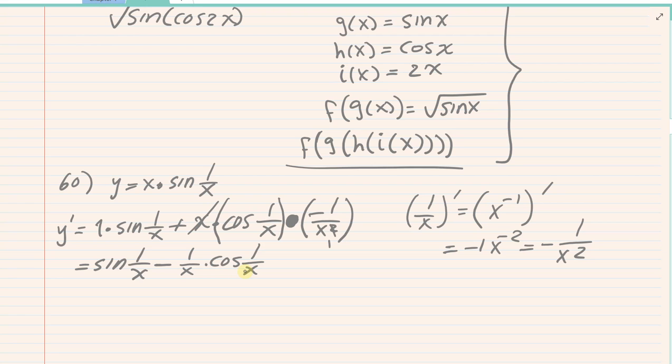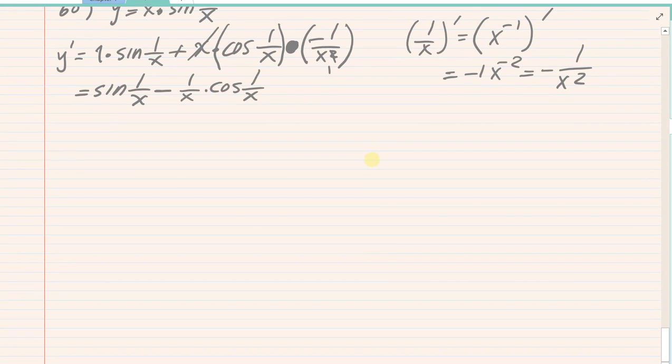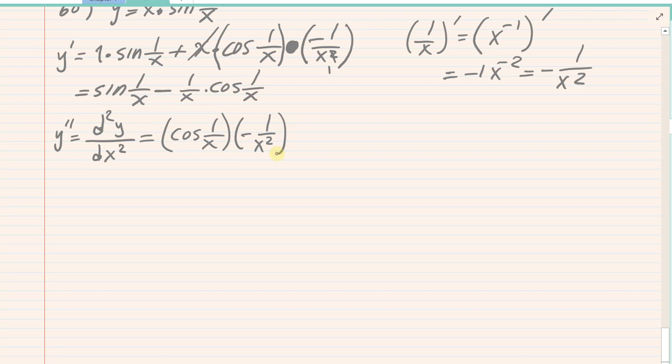Okay, now let's do our second derivative. So this is y prime, we want to do y double prime, which is like the second derivative of y with respect to x, d squared over dx squared. So we have the derivative of sine 1 over x, that's going to be cosine 1 over x times derivative of 1 over x, which we just showed is negative 1 over x squared.